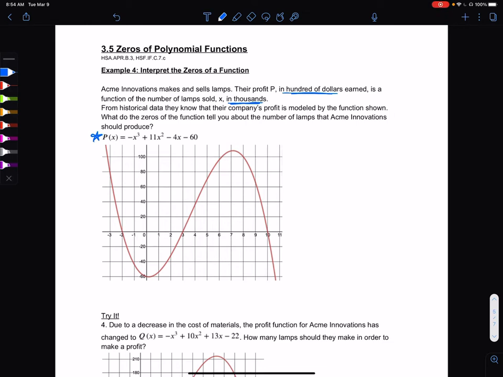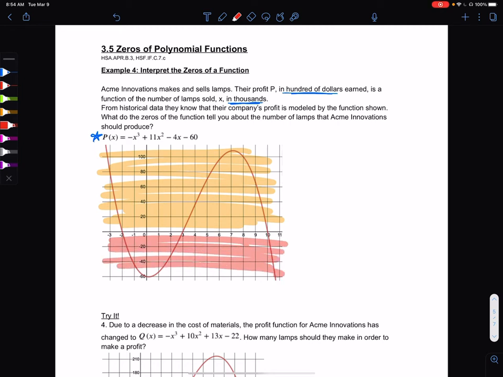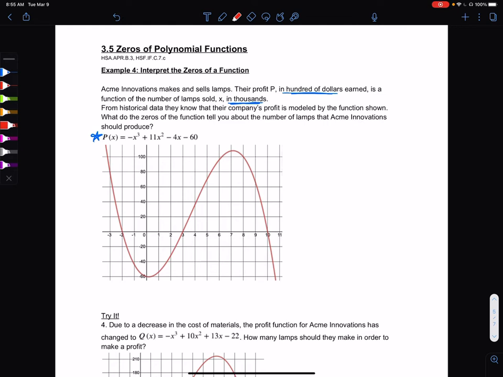We want to make money, not lose money. So what's going on here is that anytime we're above the x-axis, everything up here is considered profit. Anything below the x-axis, we'd be losing money. Whatever we're producing is not making us money. So to have a profit, we're looking at this part of the graph, and this curve here, and the second part. Both parts of that graph would be a profit based on this function.